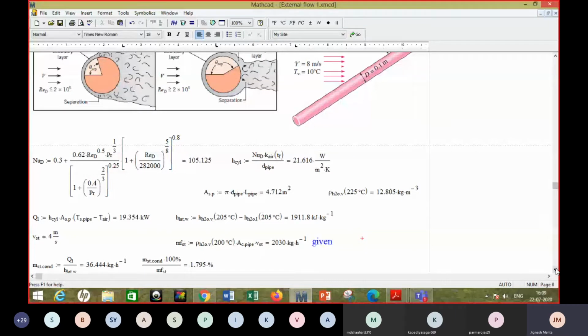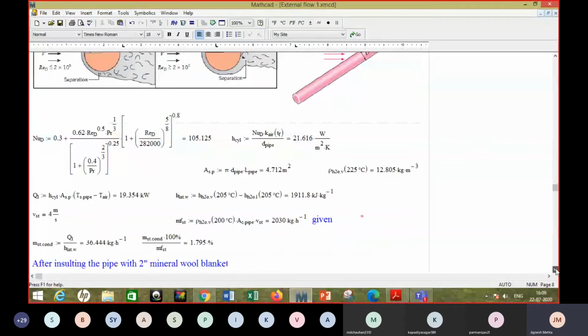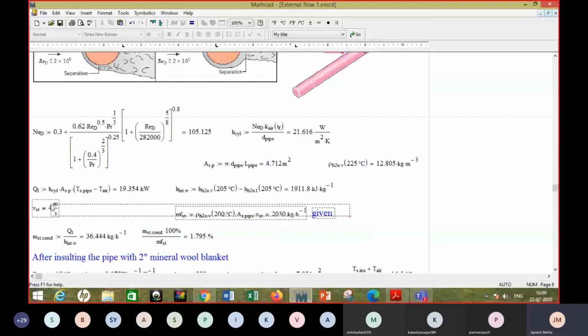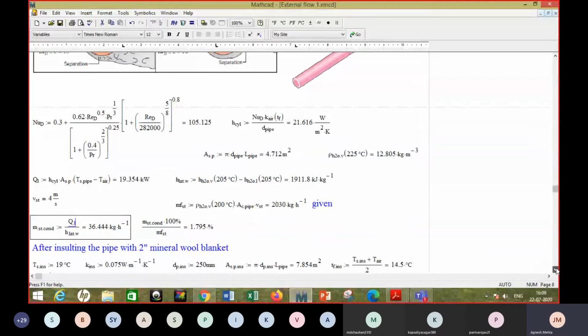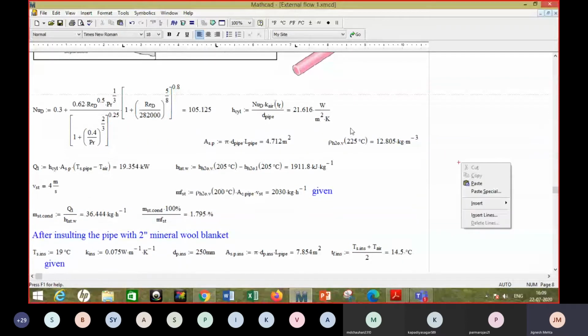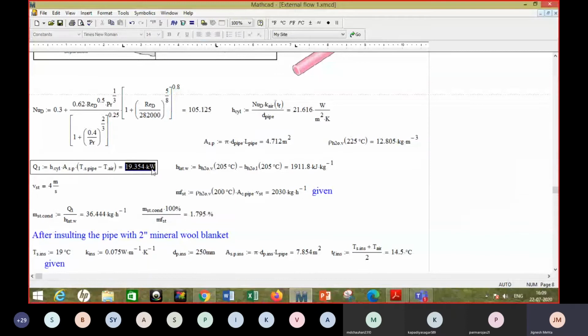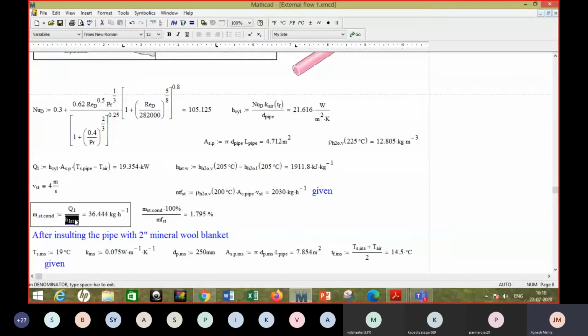Now, how much is the mass of steam? It is actually given. So as of now, you just neglect this part. You don't need to see this thing. So at what rate is the steam getting condensed, right? So this heat loss rate, 19.354 kilowatt, divided by the latent heat of vaporization will give you the rate at which the condensation is occurring. So condensation rate is 36.444 kilogram per hour.